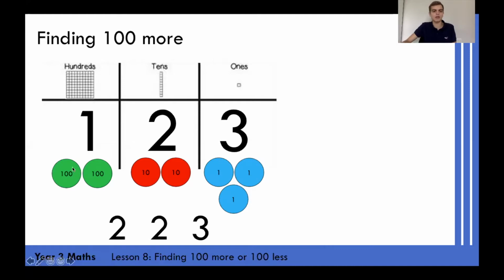223, because now I've got 200. So I had 100, but I wanted one more 100 more. And I've got 200. Well done.